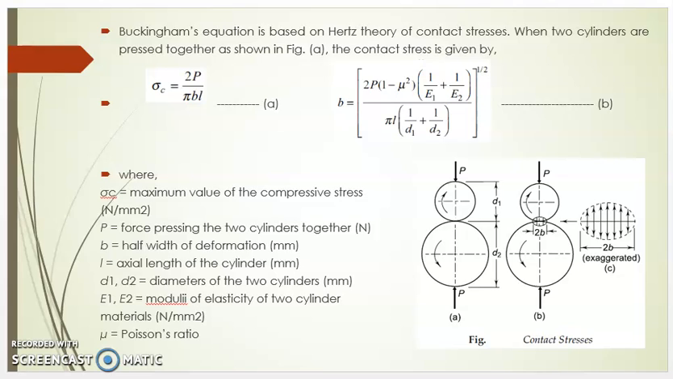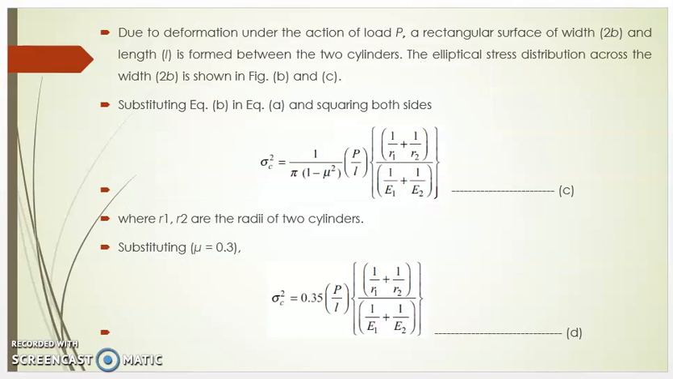Consider this as equation B, where sigma C is equal to maximum value of the compressive stress in Newton per mm square. Capital P is equal to force pressing the two cylinders together in Newton. Small b is equal to half width of deformation in mm. L is equal to axial length of the cylinder in mm. D1, D2 are diameters of the two cylinders in mm. E1, E2 are moduli of elasticity of two cylinder materials in Newton per mm square, and mu is equal to Poisson's ratio.